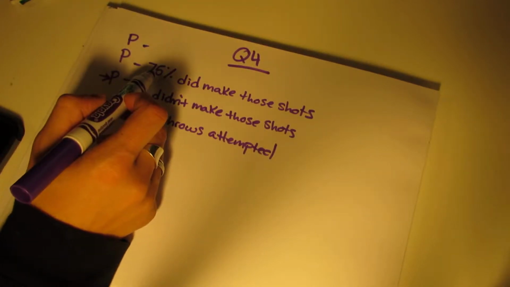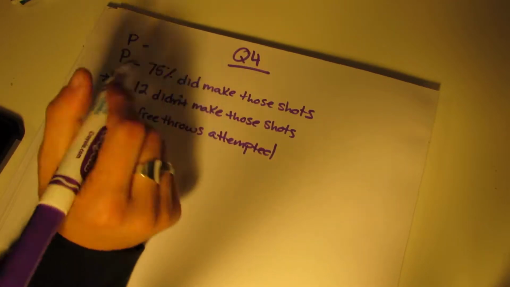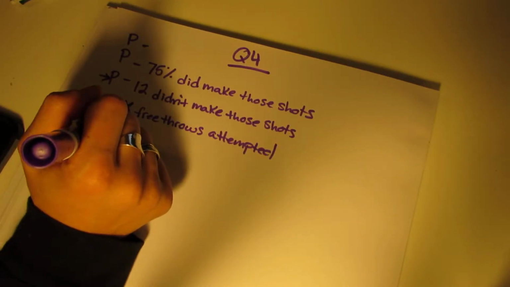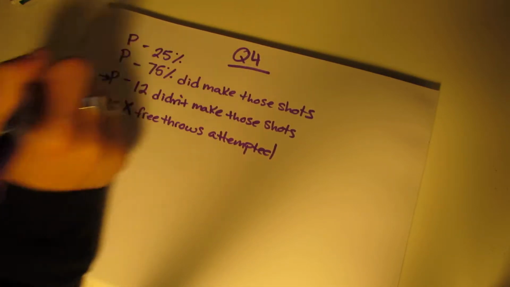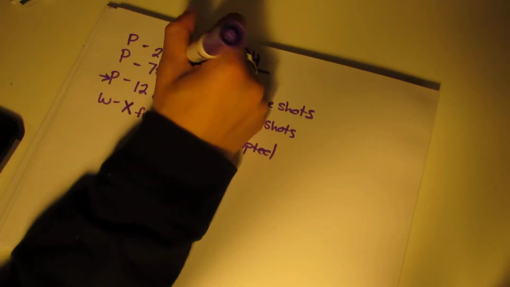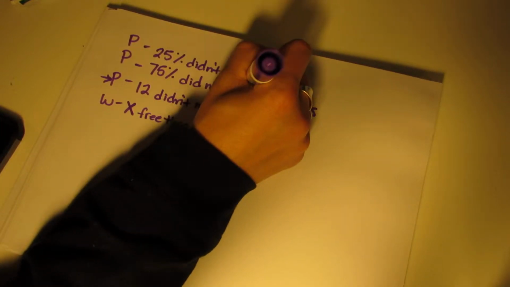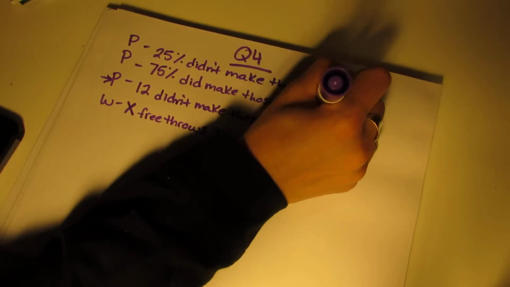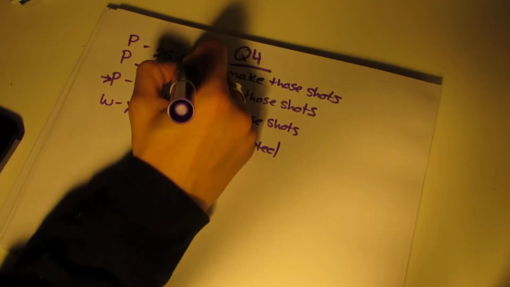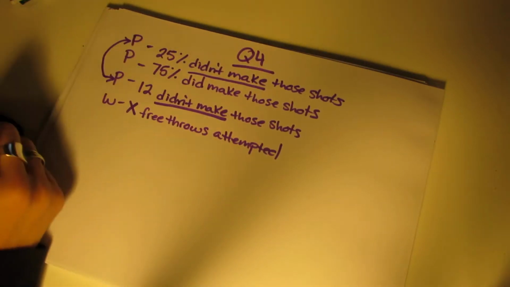If I know that 75% are the shots that he made, what percent are the shots that he did not make? That would be 25%. So if 25% are the shots that he didn't make, I can now match these two. That's our goal. So didn't make matches didn't make. I will use this part and that part.